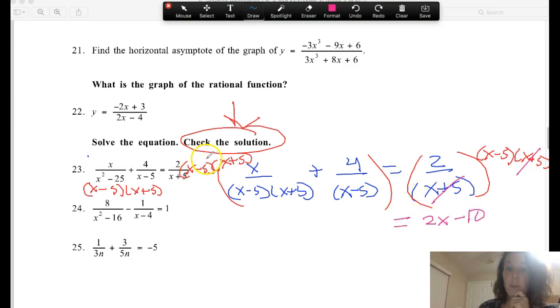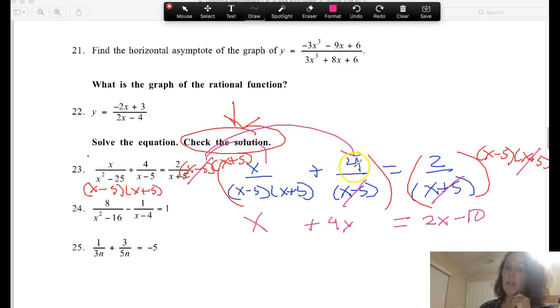Now this side I have to distribute. I have to do this times this, and then this times this. When I do this times this, the x minus 5 and the x minus 5 cancel, and x plus 5 and x plus 5 cancel. So I'm just left with x, okay? Now I'm going to undo those because now I have to multiply it by this. So here I was just left with x. Now I have to do it times this. The x minus 5 and the x minus 5 cancel, and I'm left with x plus 5. So x plus 5 times 4 would be plus 4x, and then distribute the 4 to the 5, plus 20.